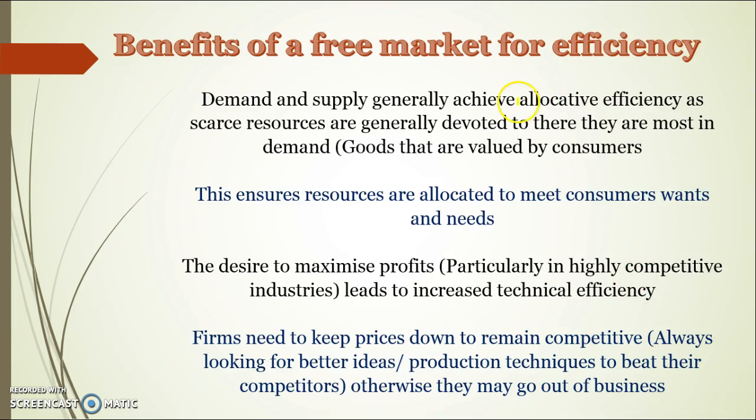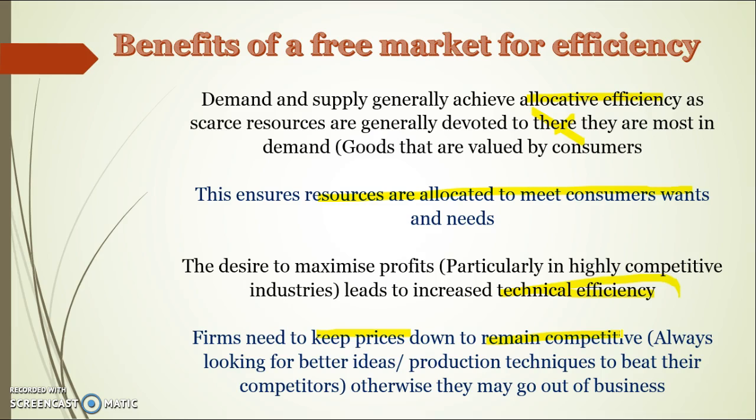Demand and supply generally achieve allocative efficiency as scarce resources are generally devoted to where they are most in demand, goods that are valued by consumers. This ensures resources are allocated to meet consumers' wants and needs. The desire to maximise profit leads to increased allocative efficiency. It also leads to increased technical efficiency. Because firms are profit motivated, they have a high incentive to keep their prices down, to remain competitive, so they're always looking for better ideas, better production techniques, better ways to outdo their competitors.